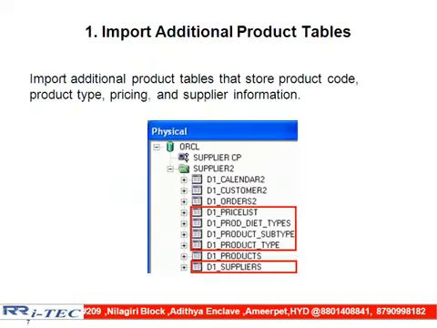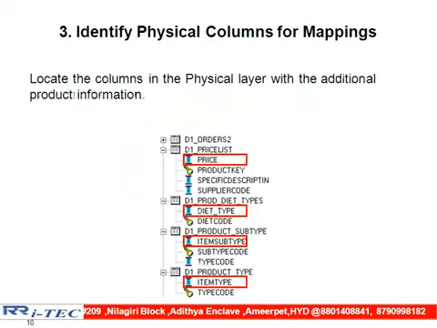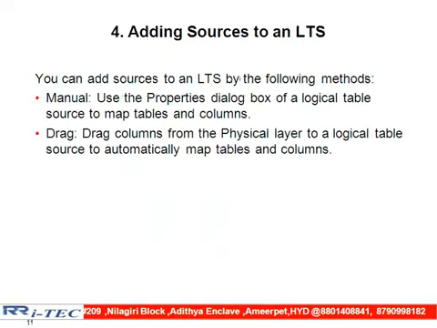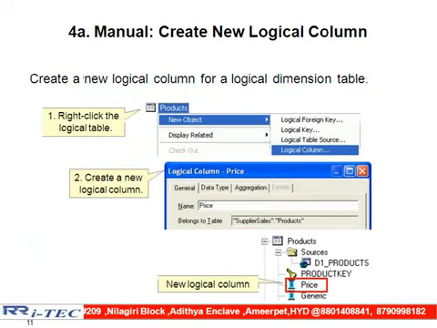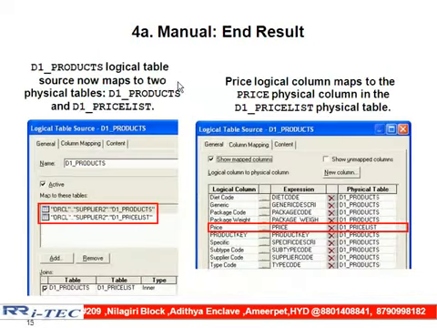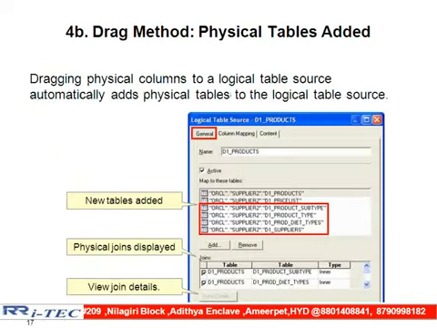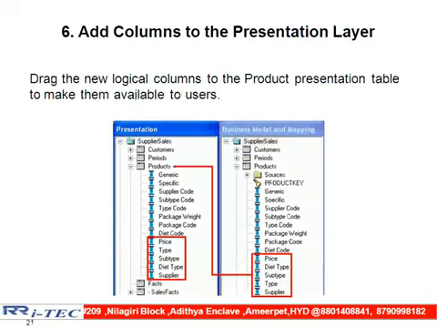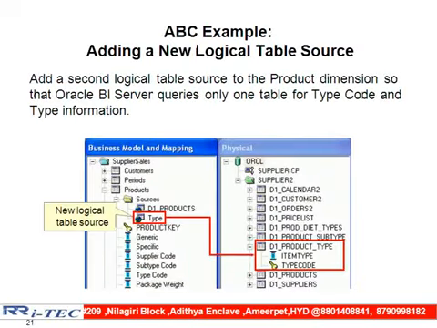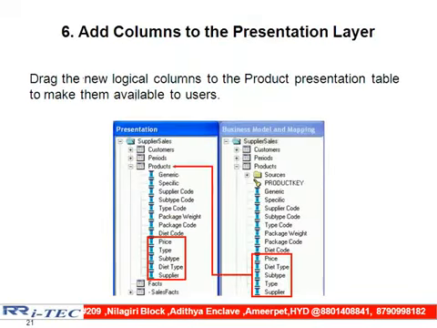So we understand these are the steps. One is importing. Next, defining keys and joins. Next, identifying, next, adding sources to an LTS. This is the manual method. Next, once the manual method is completed, then the drag and drop method. We have given all the drag and drop methods also. Rename the logical columns if you want. Add the columns to the presentation layer. That's the ABC example what we have done. Am I clear? Yes.